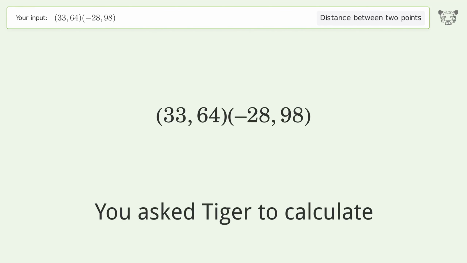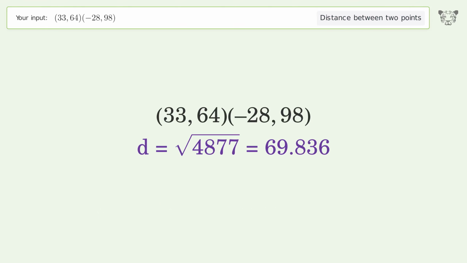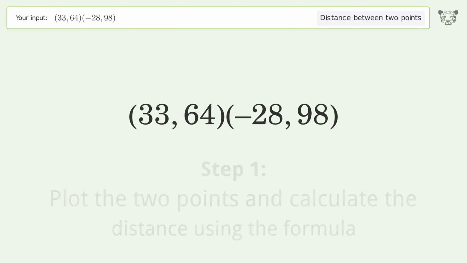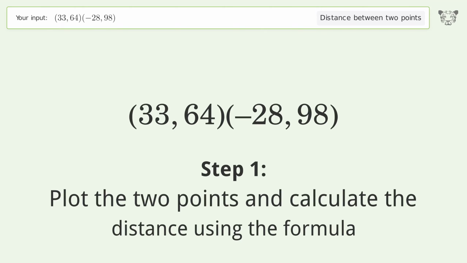You ask Tiger to calculate. This deals with the distance between 2 points. The distance between the 2 points is the square root of 4,877, or 69.836. Let's solve it step by step. Plot the 2 points and calculate the distance using the formula.